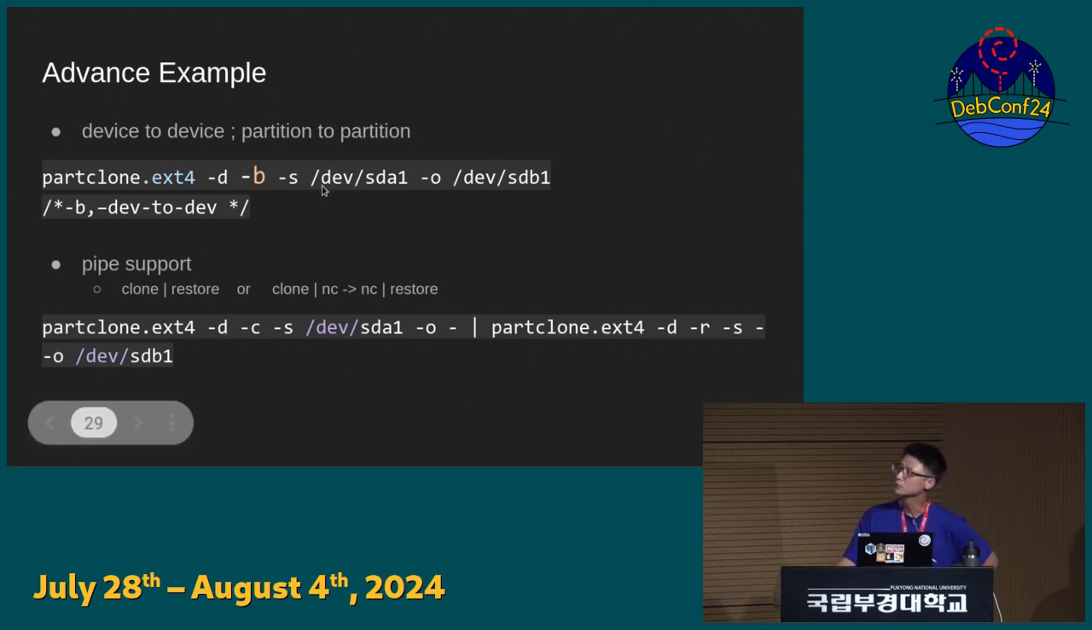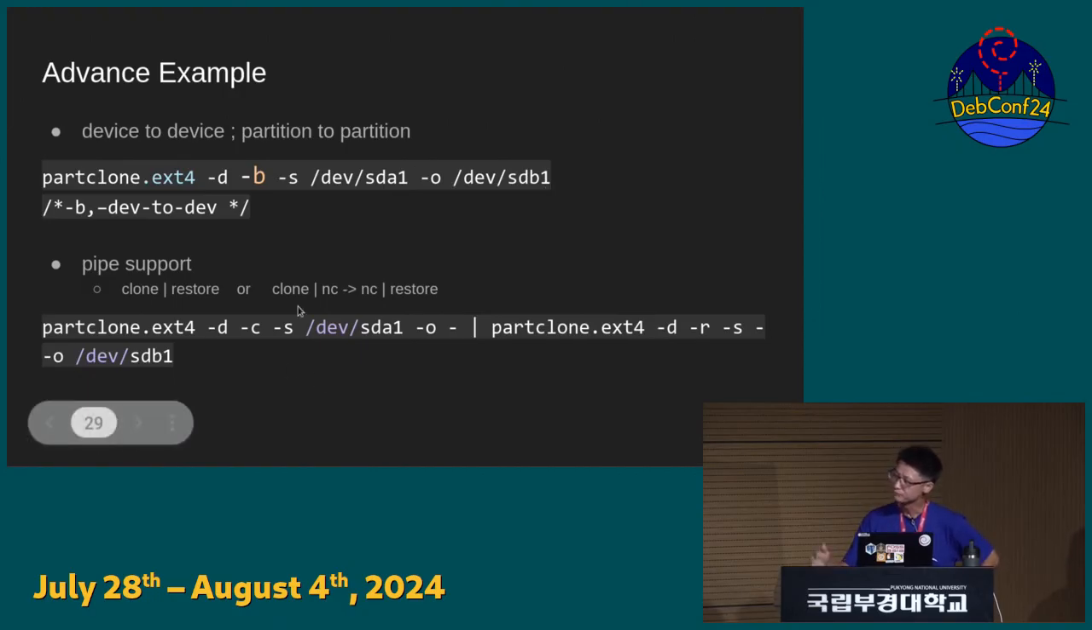Sometimes some users need to switch the disk, so they want to back up the image. So they can just do a device to device, partition to partition clone. The user just adds the -b option, from device A1 to device B1. Your file system is copied to the new one easily, with just one command.